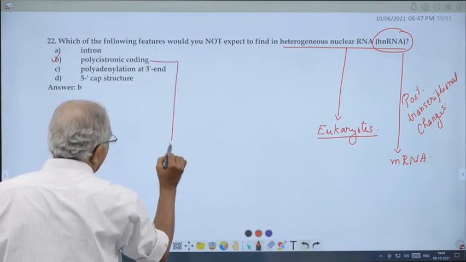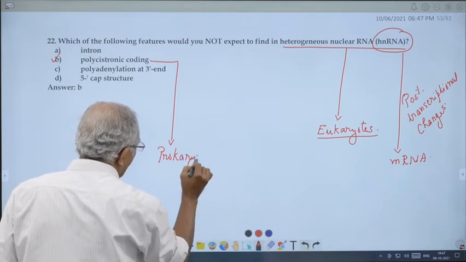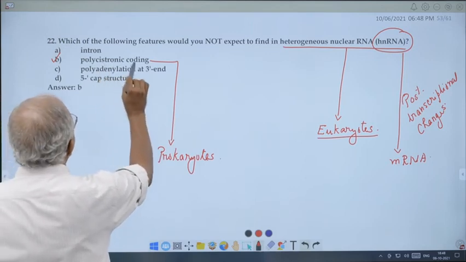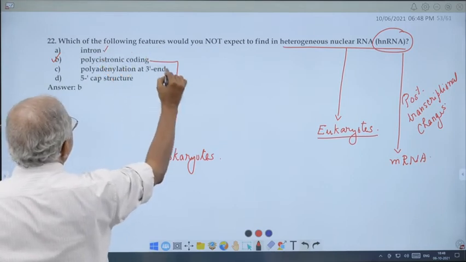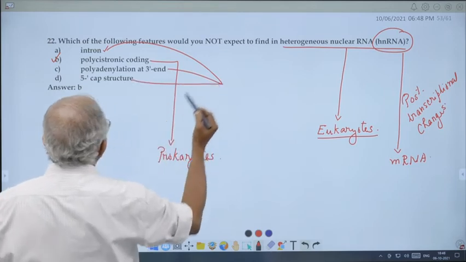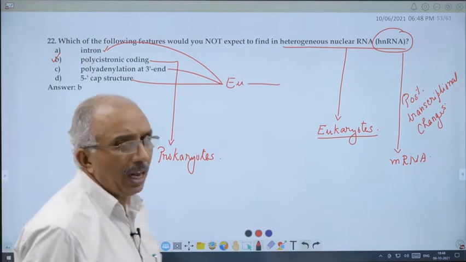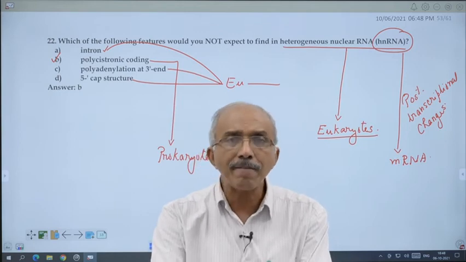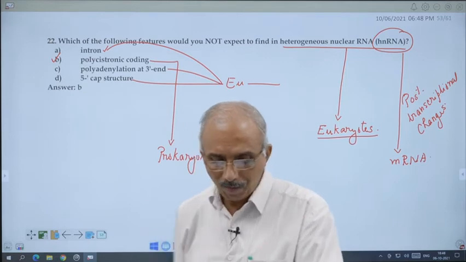Polycistronic coding is in prokaryotes. So polycistronic coding is absent here. These features, intron and the others, are eukaryotic structures. They are present in eukaryotes. Polycistronic coding occurs in prokaryotes.